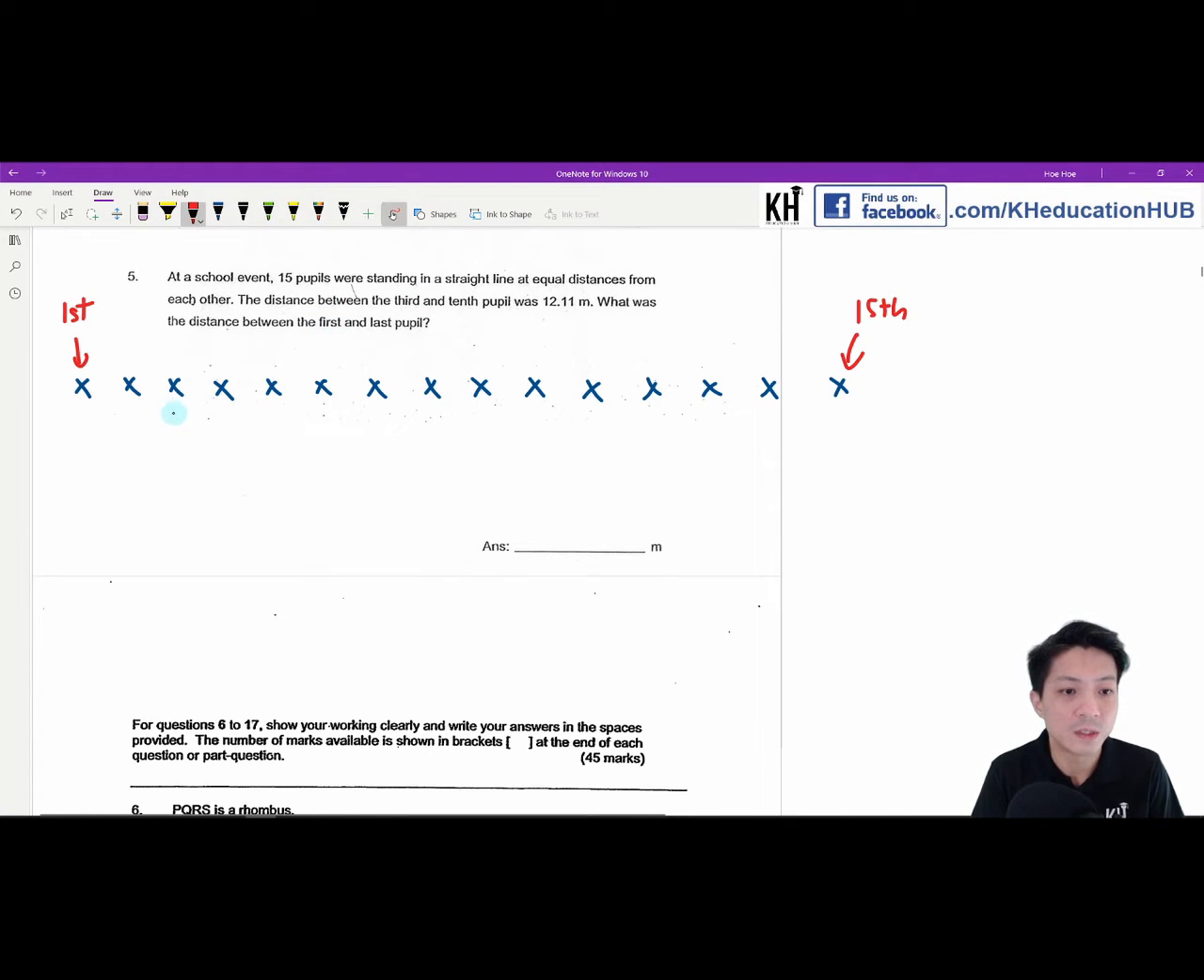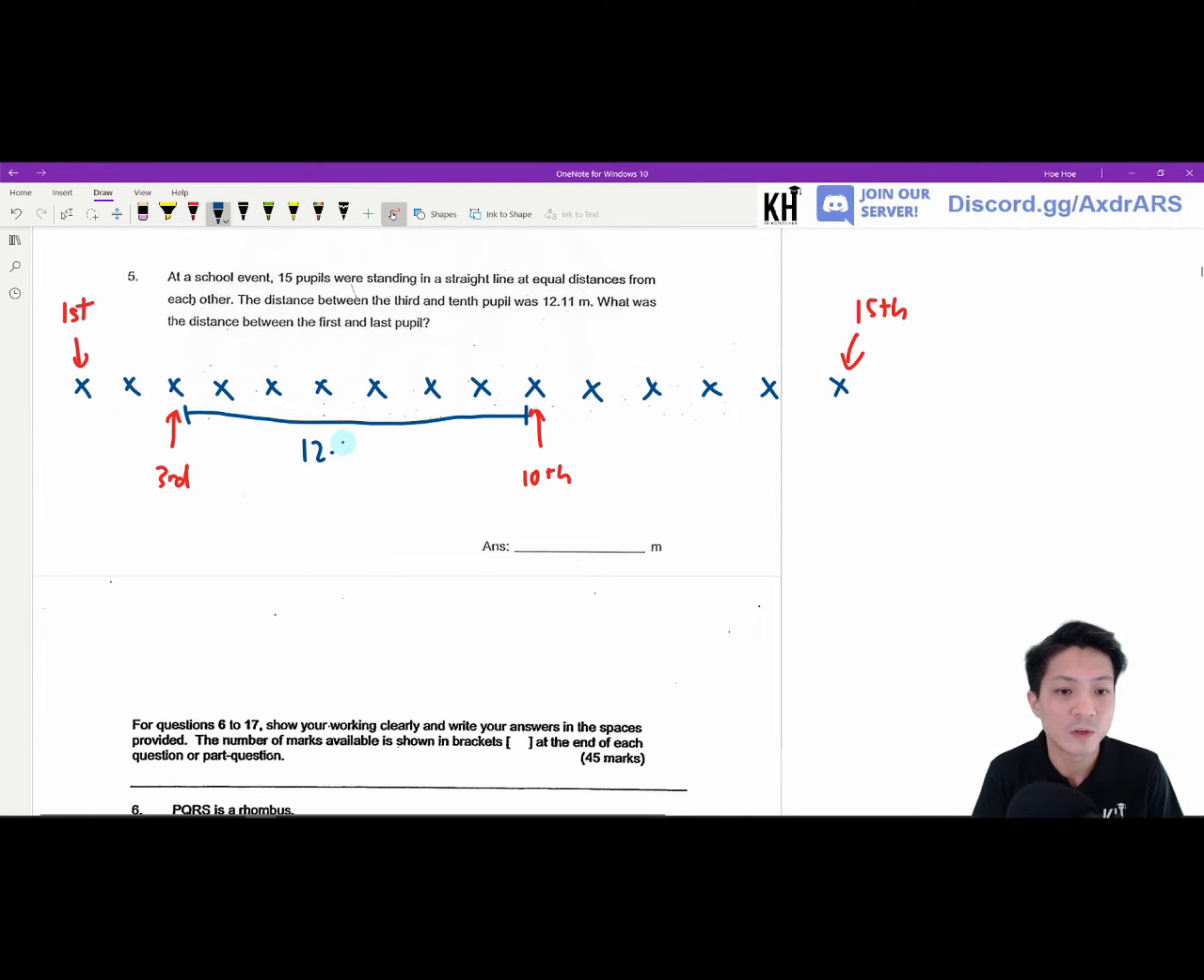Okay, distance between the third, this is the third, and the 10th. So 3, 4, 5, 6, 7, 8, 9, 10. This is the 10th. It's 12.11 meters, so here to here is 12.11. We're going to count the number of gaps over here: 1, 2, 3, 4, 5, 6, 7. There are 7 gaps.